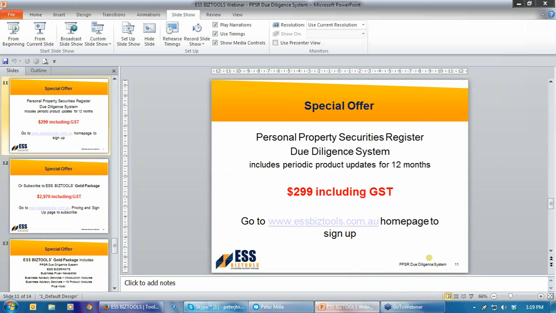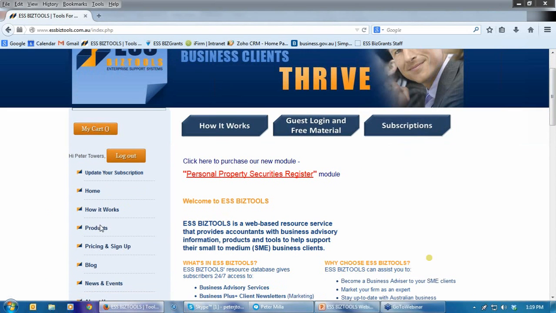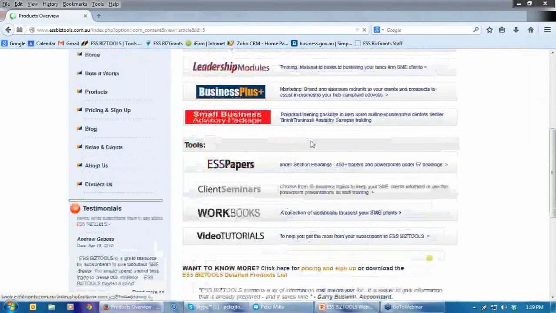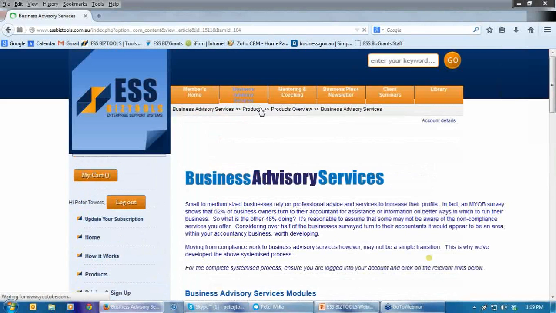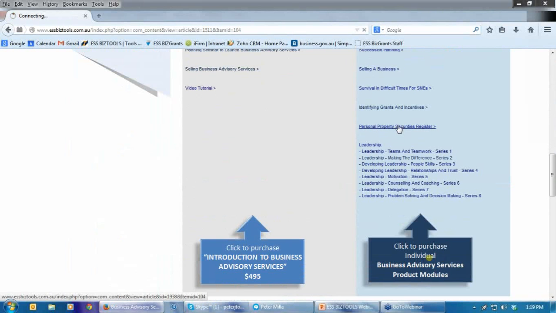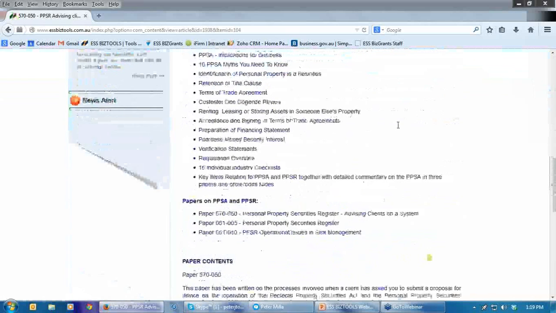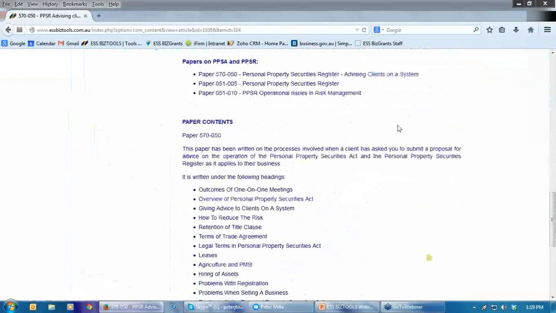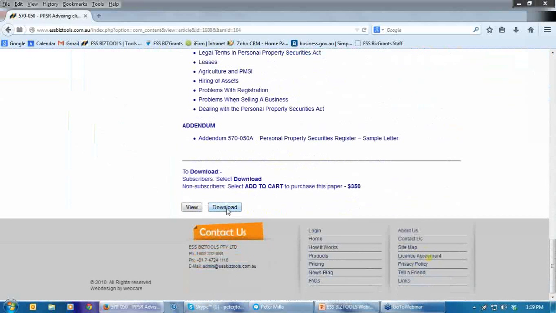So what I'm going to do now is just go back into our system and we will bring up the area that deals with business advisory services, because personal property security is one of those. So there it is there. On each of our articles and modules we have a preamble or executive summary. That's what I've just clicked through there.